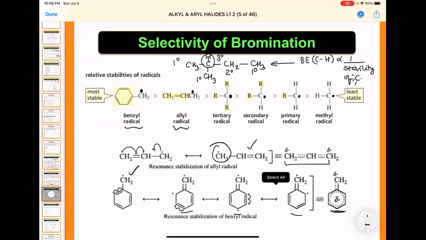They can't do resonance because there is no double bond. Samara, can a tertiary carbon radical do resonance? No, there is no double bond. So then what? The thing which can stabilize this tertiary radical is hyperconjugation.